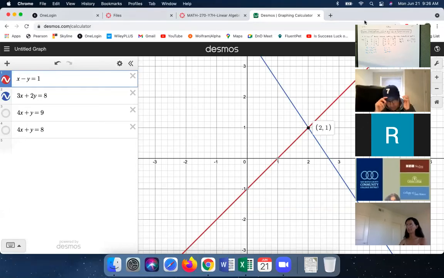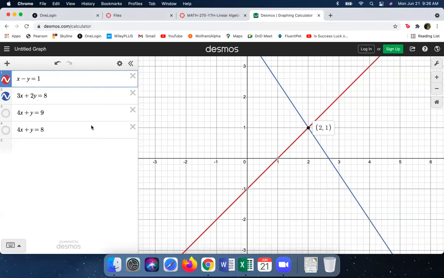So here we're looking at x minus y equals 1 and 3x plus 2y is equal to 8. And we see the intersection at (2, 1) like we saw last week. That was the first example. If I throw in 4x plus y equals 9, we're just dealing with a third line, and all three lines intersect at a point. The row of zeros meant nothing.